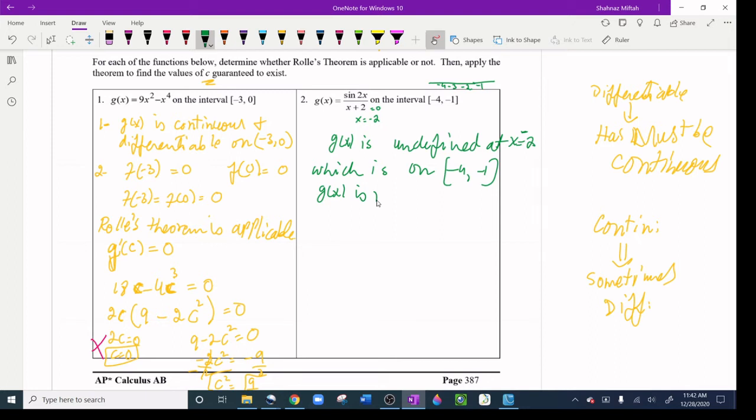You can use the vertical asymptote reasoning too. I just said undefined. It's not continuous, and Rolle's theorem is not applicable. Rolle's theorem guarantees that if a function is continuous on the closed interval, differentiable on the open interval, and f of a equals f of b, then there exists a value c where the instantaneous rate of change is equal to 0. Instantaneous rate of change means f prime c is equal to 0, because instantaneous means a derivative.